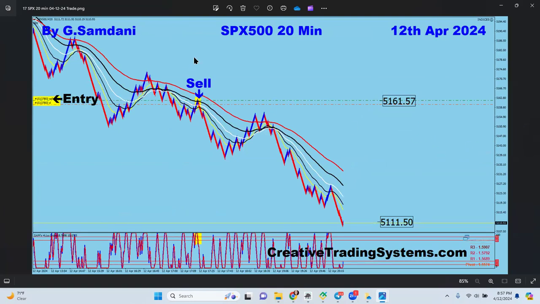So these are the trades taken, I would say 98% of them, by the EA. But of course, you have to know the direction, the setups and all of that. And that's why I do a webinar twice a week.